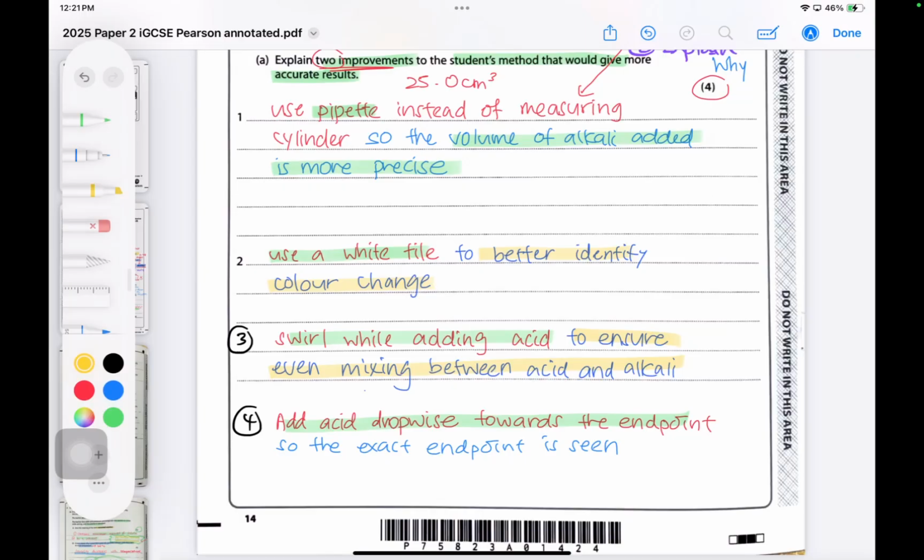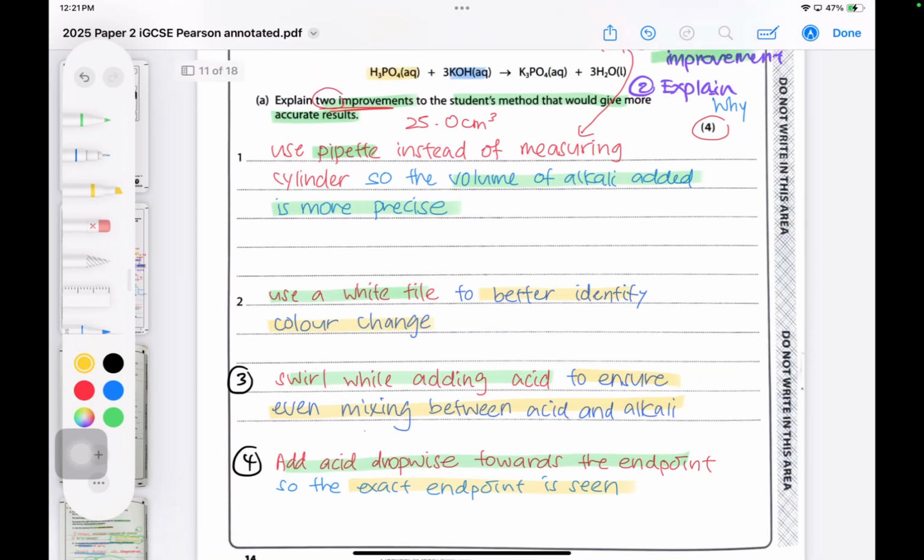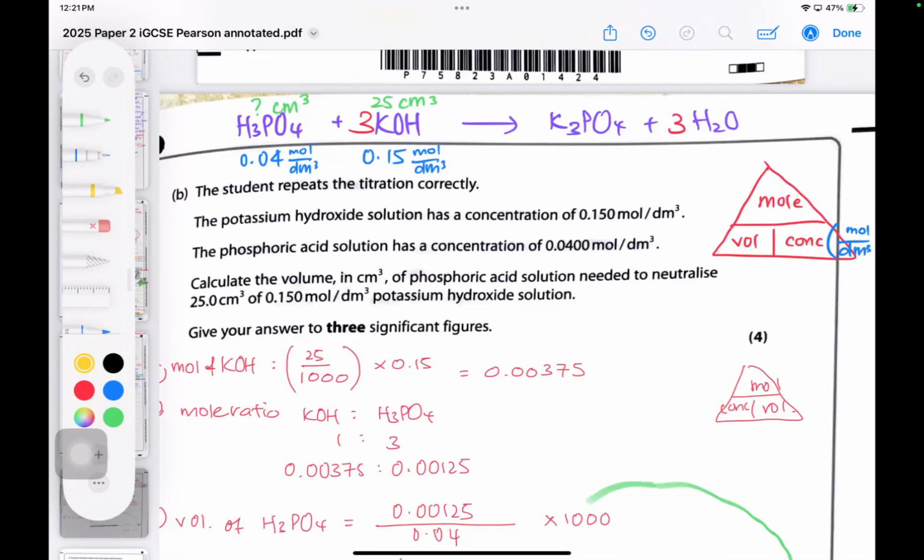The reason for this is you can be very sure, or very precise, of where the exact endpoint is, and endpoint here refers to the volume of acid or alkali, depending on which one you're using, to neutralize the other. Okay, so this is how we work out this 4-mark question. Again, I'll try to remind myself to show you what swirling is. Concentration or titration calculation is largely based on this mole concept triangle on concentration.